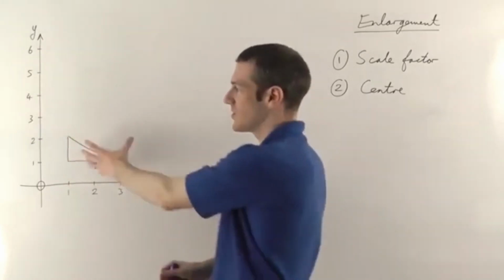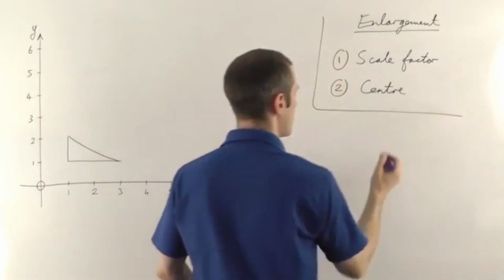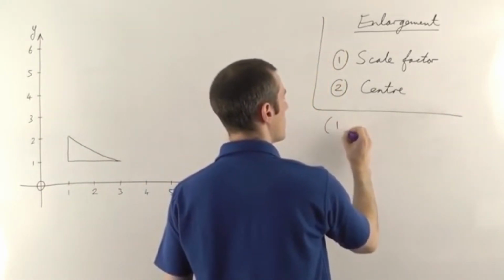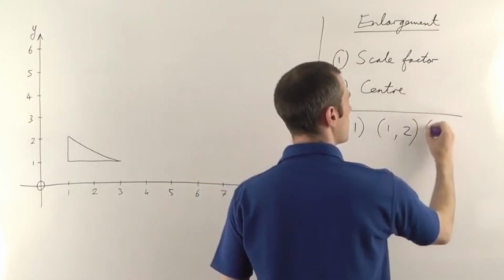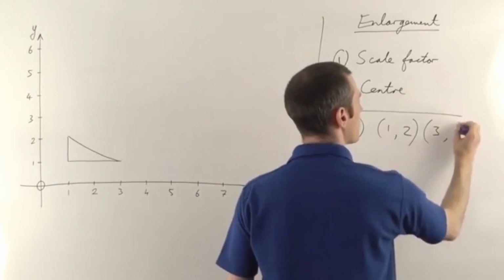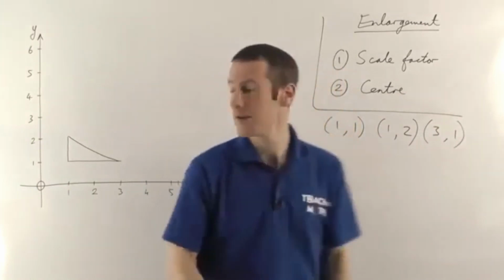Now, sometimes they won't give you the shape. They'll just give you a set of coordinates. So if we say that our coordinates are going to be 1, 1, 1, 2, and 3, 1. So 1, 1, remember it's x first, y second.